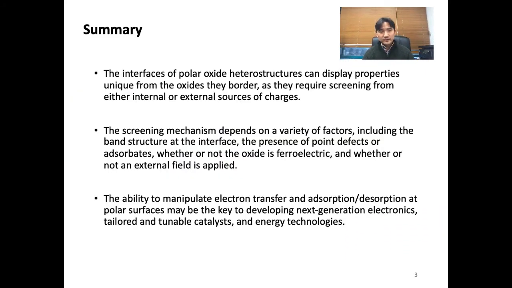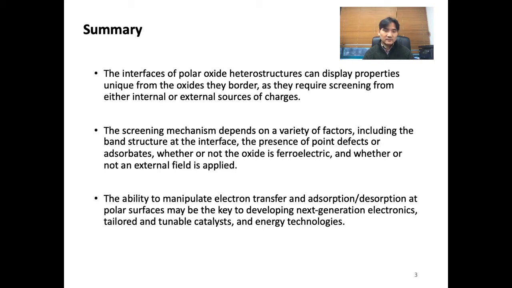Let me first begin with the summary of my talk. So if you decide to do so, you can just listen to this part and leave. So the 3 bullet points summary is given in this slide. And the first is that the interfaces of polar oxide heterostructures can display properties unique from the oxides they border, as they require screening from either internal or external sources of charges. I will specify what I mean by internal or external sources of charges in the following slides.